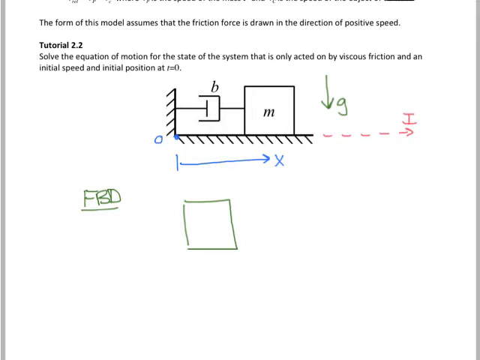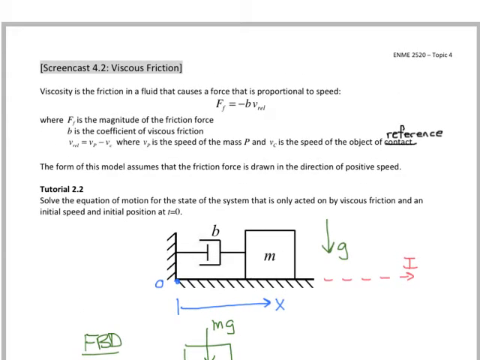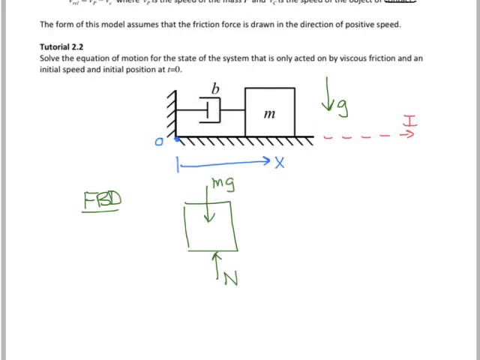We set up our free body diagram of the mass, in which we have the force due to gravity. We have the normal force, which is acting equal and opposite because it's in static equilibrium. And then we have our friction force again, also defined here in a similar way as our dry friction force, but here we define our friction force as positive in the direction of positive velocity. And so we'll say that our friction force is pointed to the right.